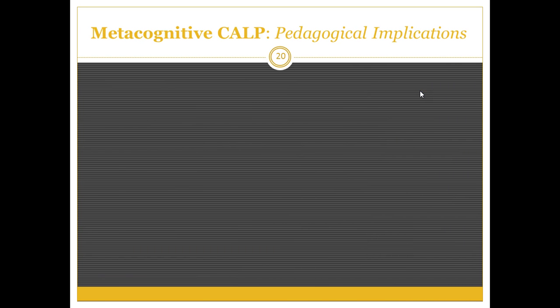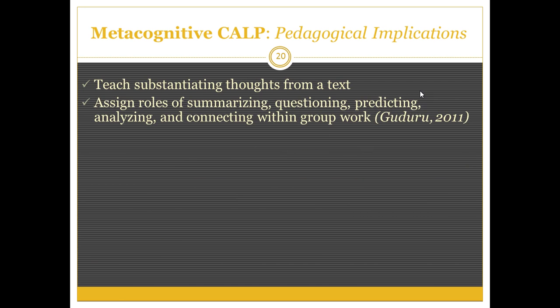In terms of metacognitive strategies, you could teach how to substantiate thoughts from a text. I know in this presentation I focused on oral language, but that does not mean that reading and writing are not very key parts of developing CALP. It's just that you can mediate text through oral language. Within group work, you could assign roles of summarizing, questioning, predicting, analyzing, and connecting. And again, the group will help mediate and discuss and use negotiation of meaning to interact with a text.